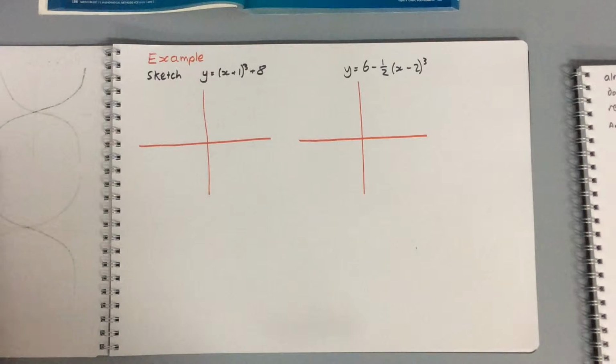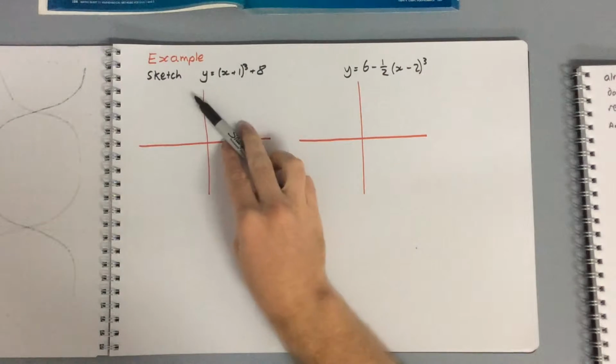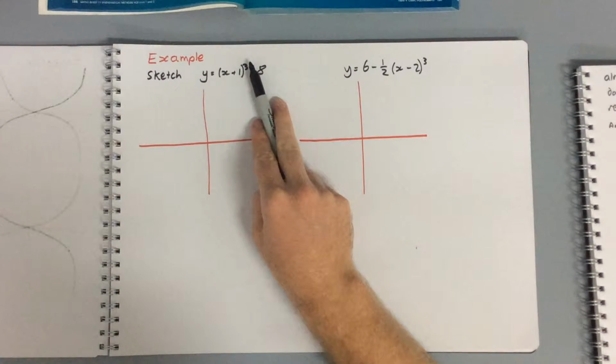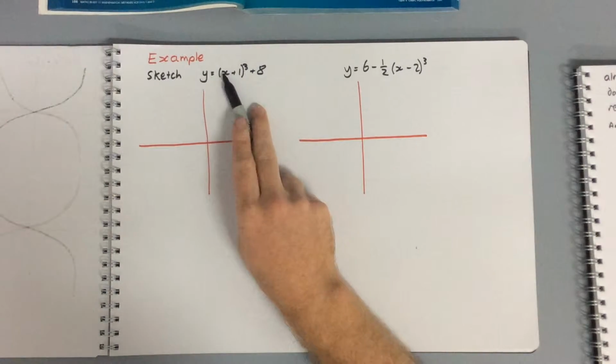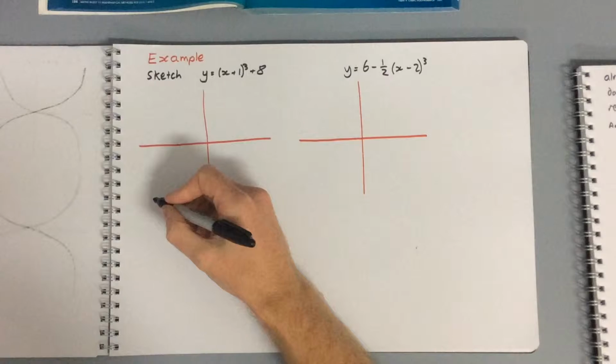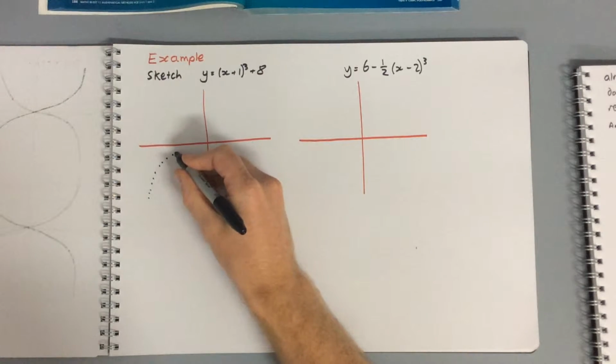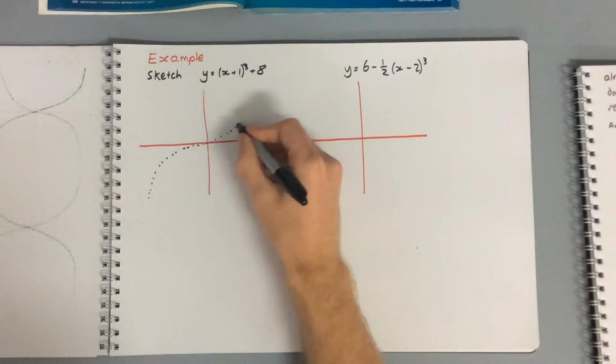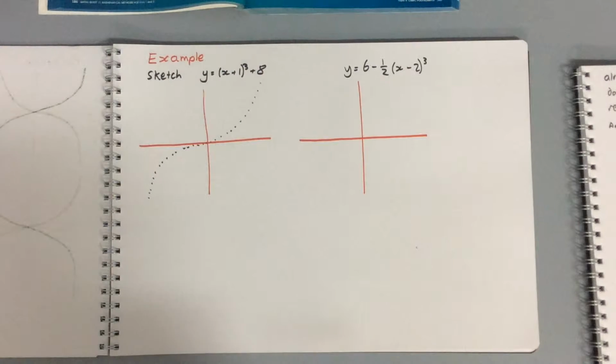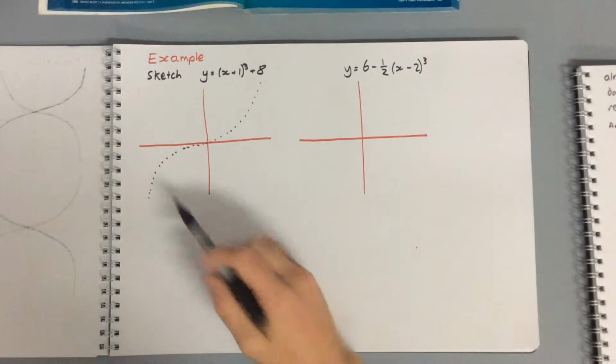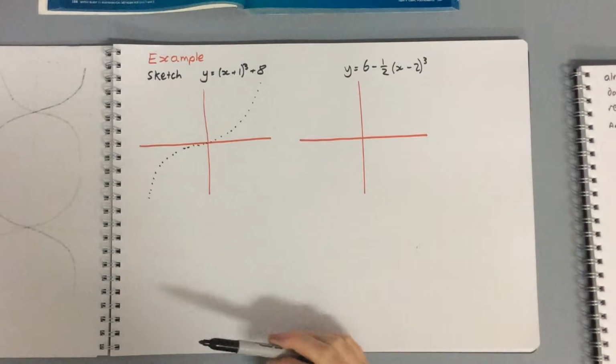Alright, last example, or last video, sorry, we're going to do a couple of examples. So, first one, we're sketching y equals (x plus 1) cubed plus 8. Again, just thinking about our starting point, which is our x cubed graph. So the dotted line, that's my starting point.